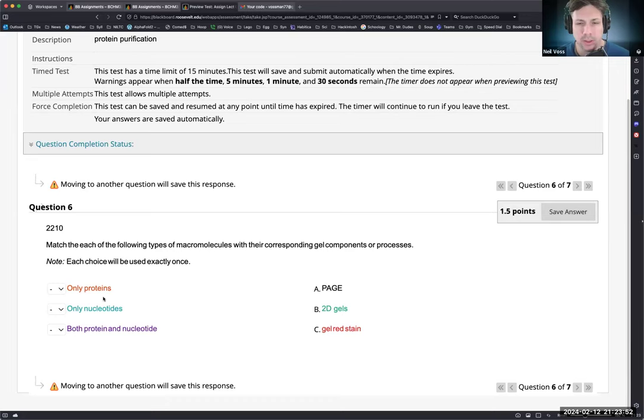All right, so this one, match the following types of macromolecules corresponding components or processes. Each choice will be used exactly once. So 2D gels involve isoelectric points. Isoelectric points are only present in proteins because DNA is always negatively charged. DNA is always negative because of that phosphate backbone. So isoelectric focusing fails. I mean, this is not going to work. Gel red stain involves that ethidium bromide, which only binds to nucleotides. So gel red will not work with proteins. So that's how that one works. And then PAGE is polyacrylamide gel electrophoresis. And like I said in lecture, while acrylamide gels are usually reserved for proteins, they work just fine with nucleic acids. So that one is available for both. And remember, choices are used exactly once. So if it doesn't make sense for one of the others, it's probably both.